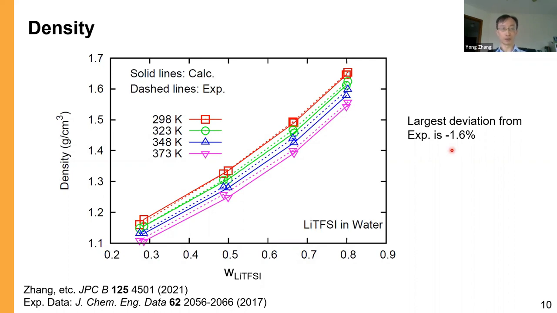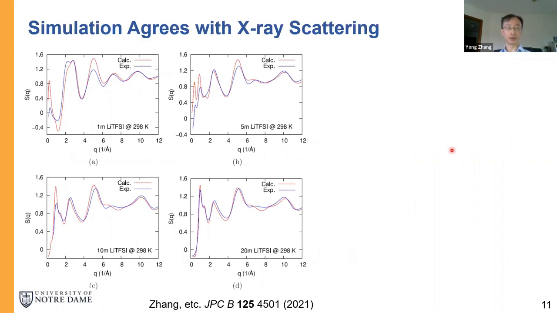Well, first we want to understand the liquid structure. One thing we calculated is the structure factor related to X-ray scattering. Here we compare our simulation to experiments. The red curves are from our calculation and blue are experiments at different concentrations from low to high. You can see that at all concentrations, our calculation captures the experimental behavior really well.